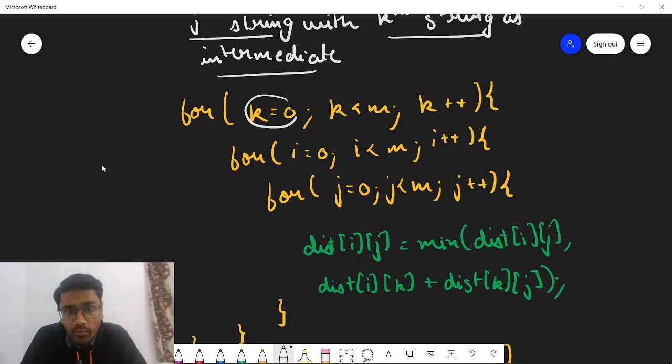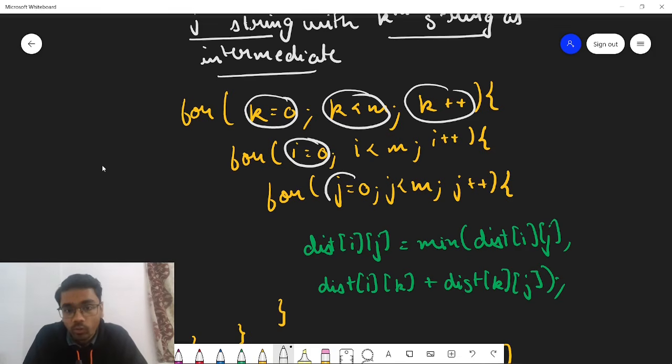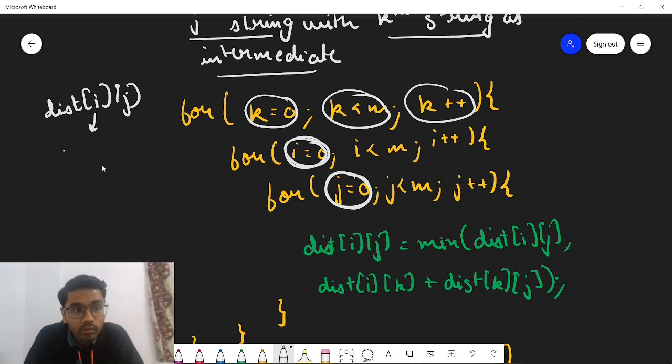So we will take each and every intermediate string k. Now we need to get the shortest path from i to j. This will give us the shortest path from i to j with the kth string as the intermediate string. So what we will get actually is the distance of i,j. The distance of i,j is nothing but the minimum distance required to convert this source string to this target string. This is what distance of i comma j is.